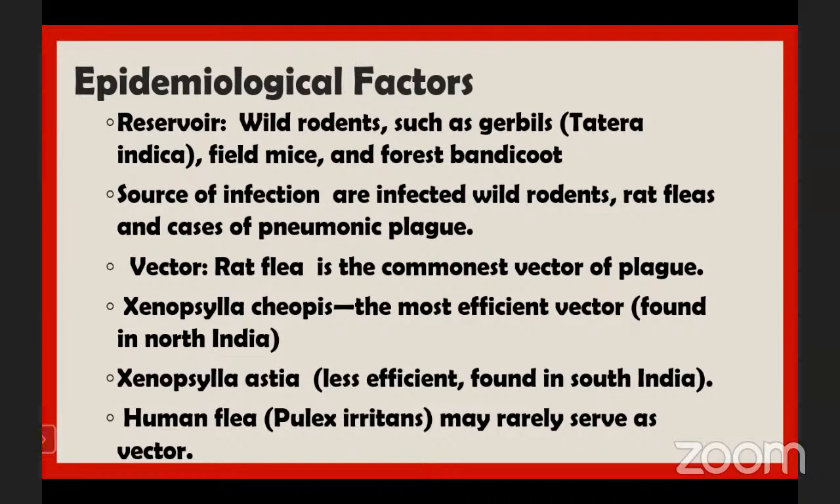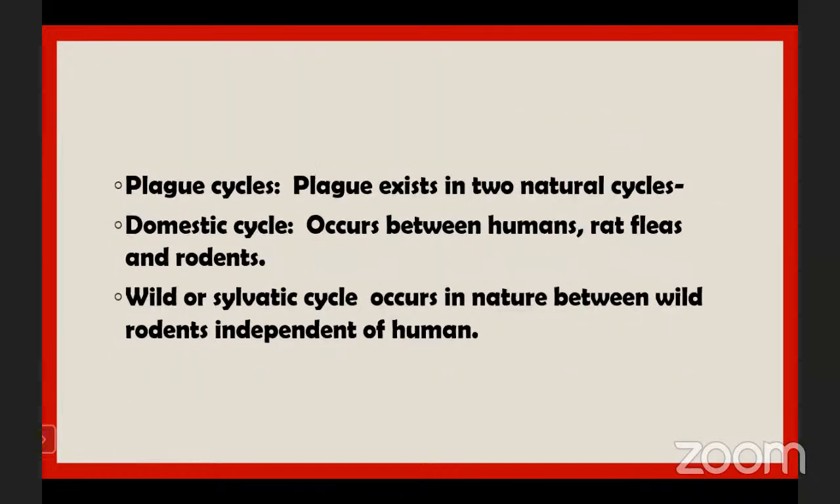Another one is Xenopsylla cheopis. It is the most efficient vector, found in North India. Xenopsylla astia, which is less efficient, is found in South India. The human flea, Pulex irritans, is very rare as a vector.